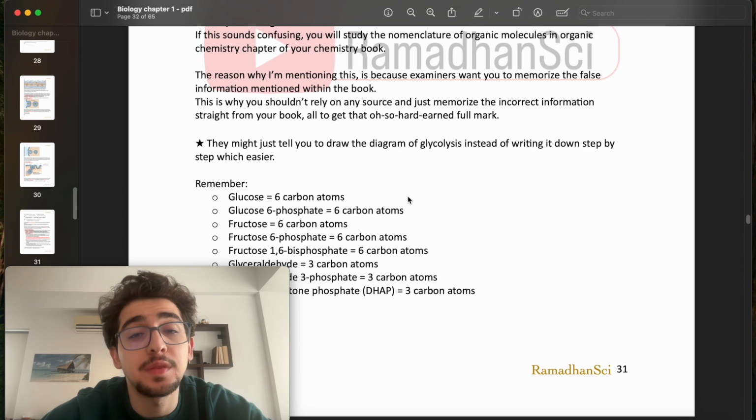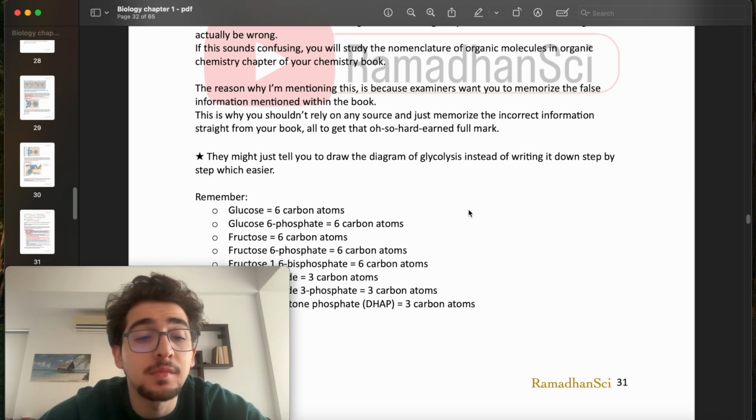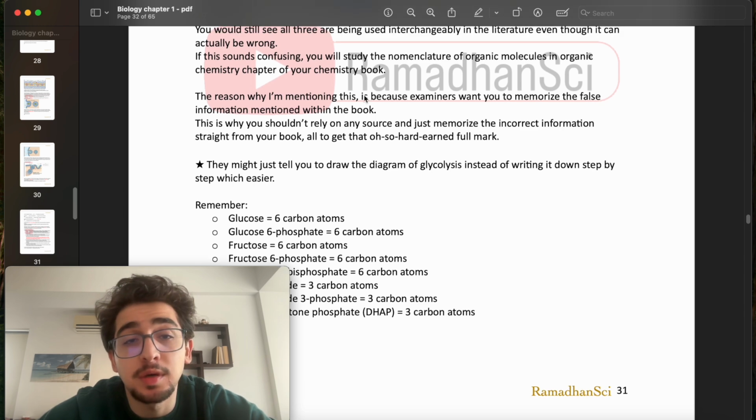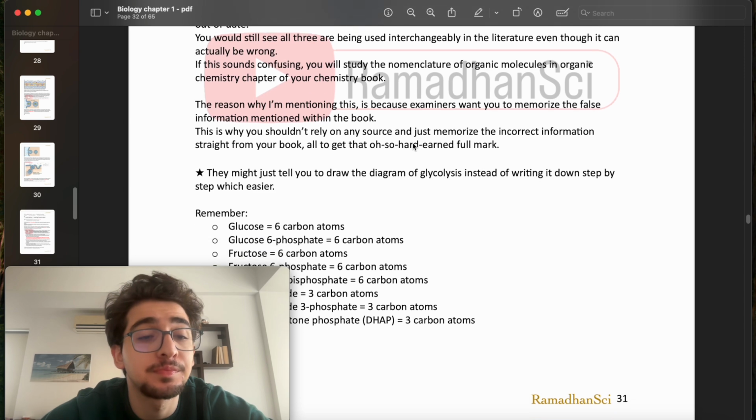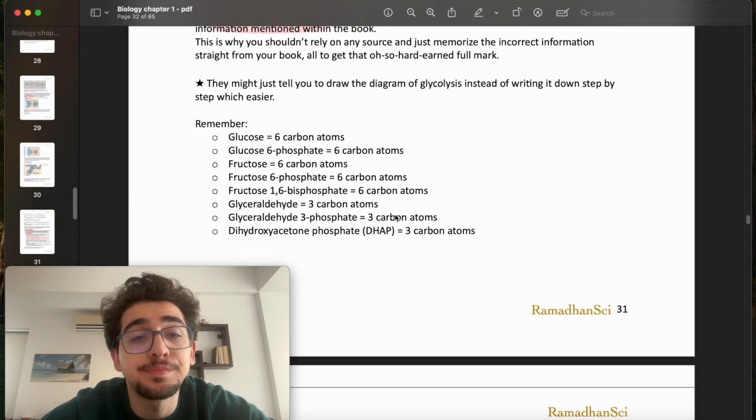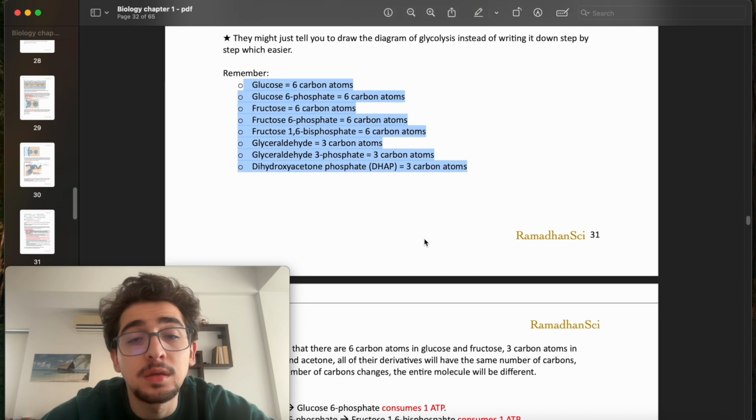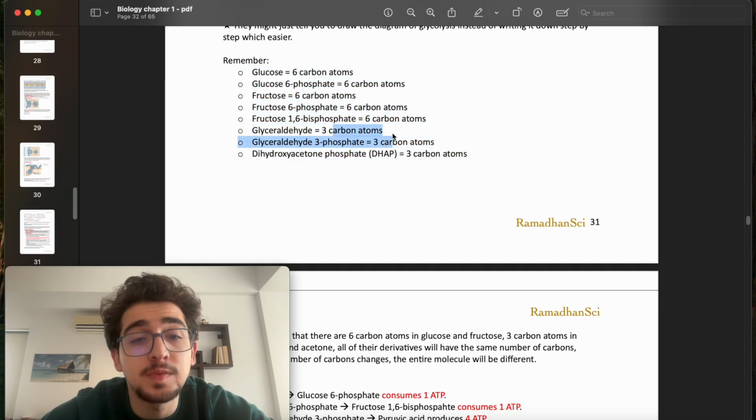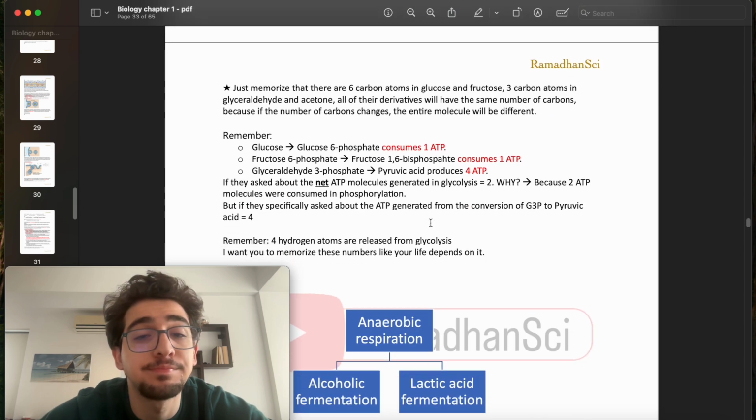Now, the reason why I'm mentioning this is because examiners will simply want you to memorize the false information straight from your book. So you can just unread all of that and just memorize the wrong information from your book, because that's what they want in the exam. Here I also put the carbon atoms. Apparently they want to know it, so they want to know how many carbon atoms each molecule has. So you should memorize them.